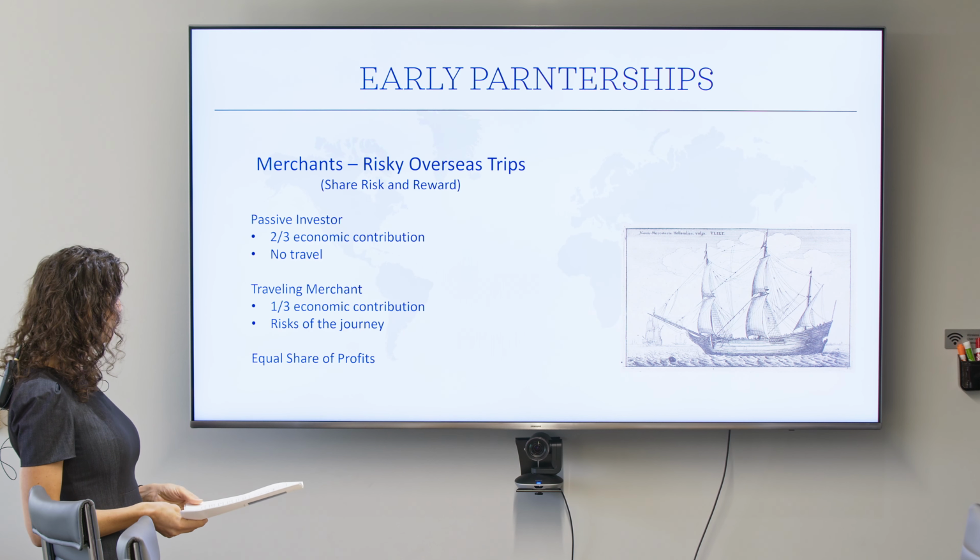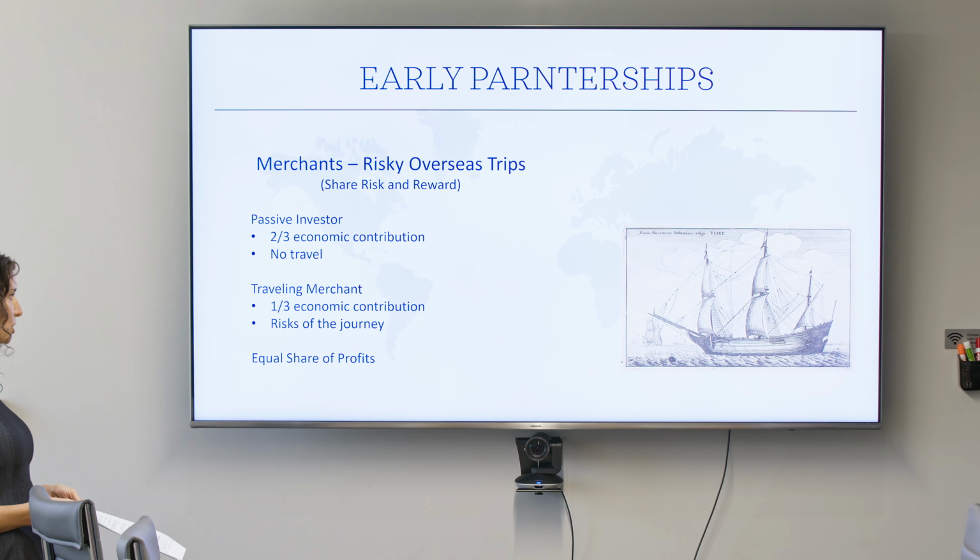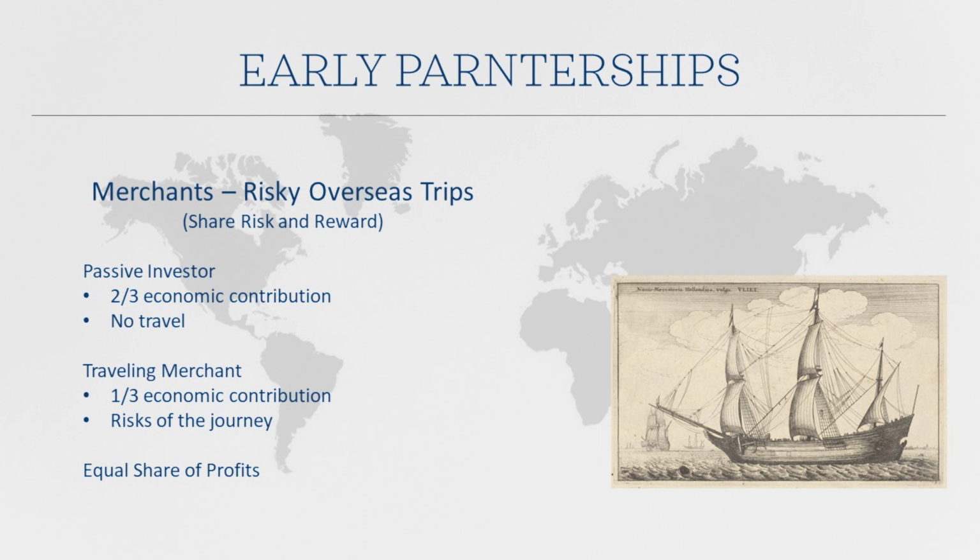Like in this example, the passive investor is putting up 2/3 of the money and not traveling. The traveling merchant is putting up a third of the money and taking on the risk of the journey and doing all the work. And they share equally in the profits, which is giving economic value to the work of the traveling merchant.